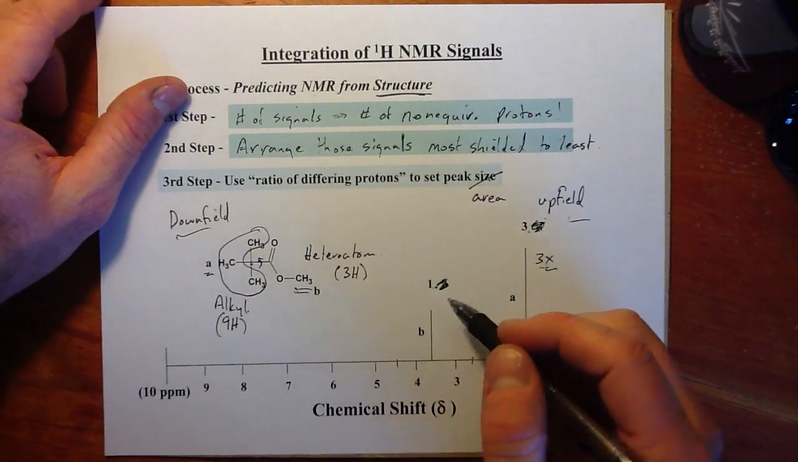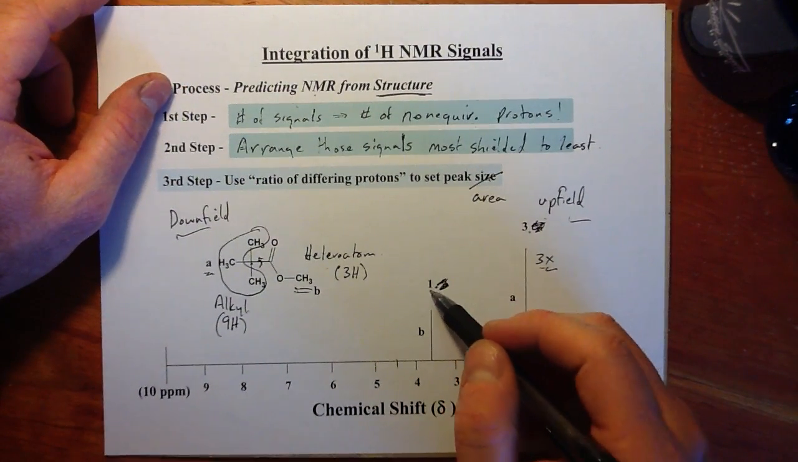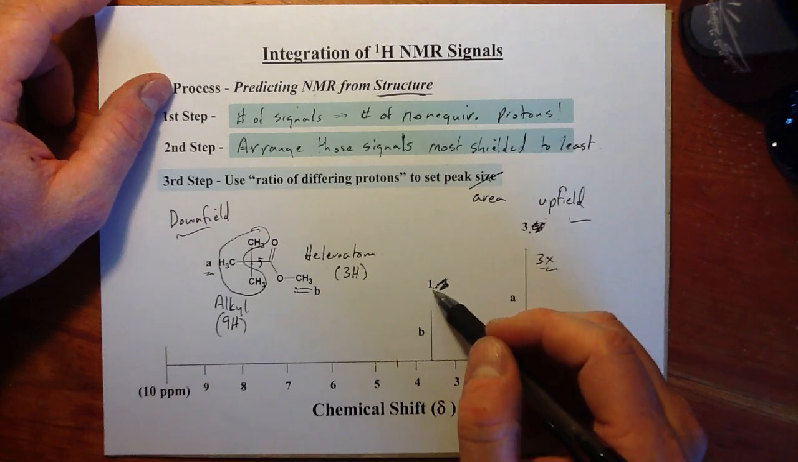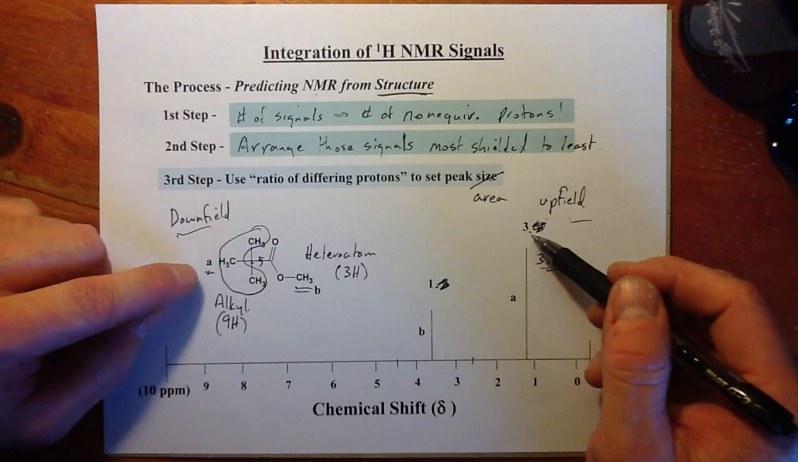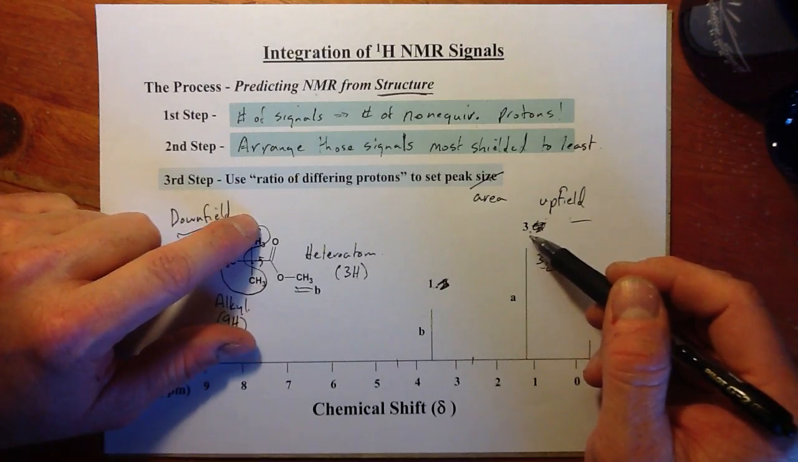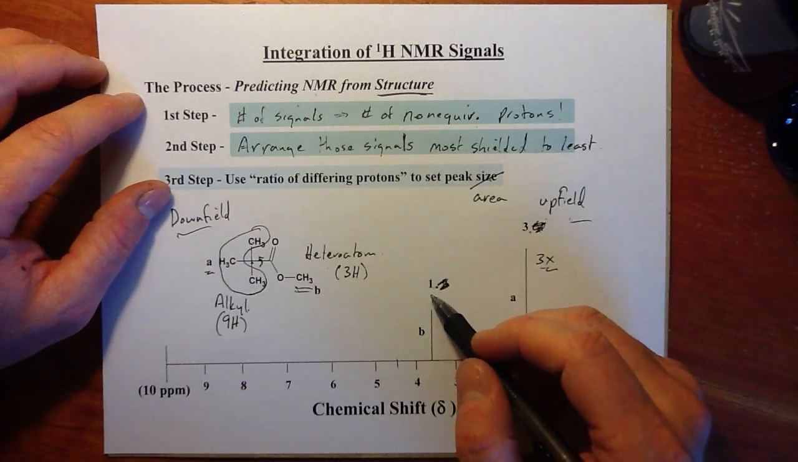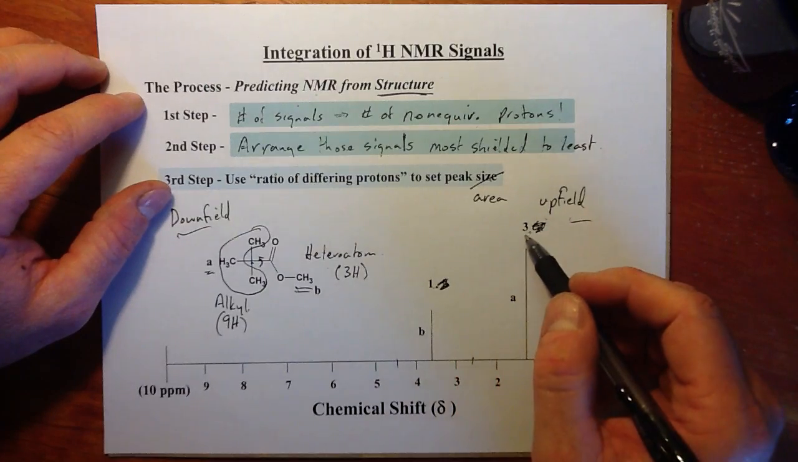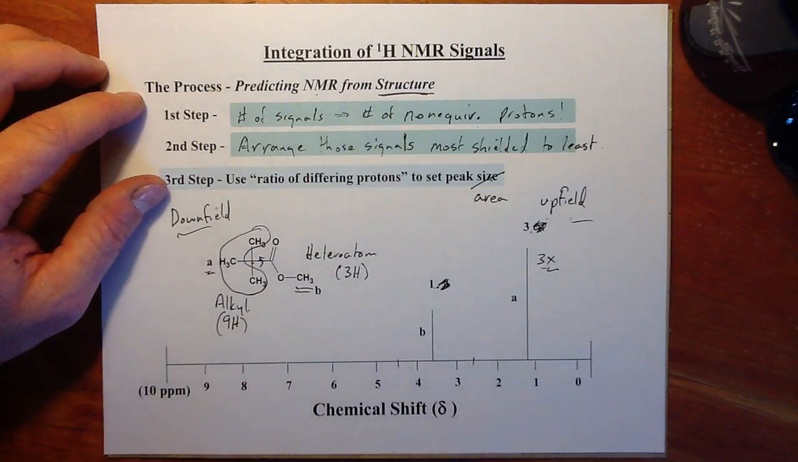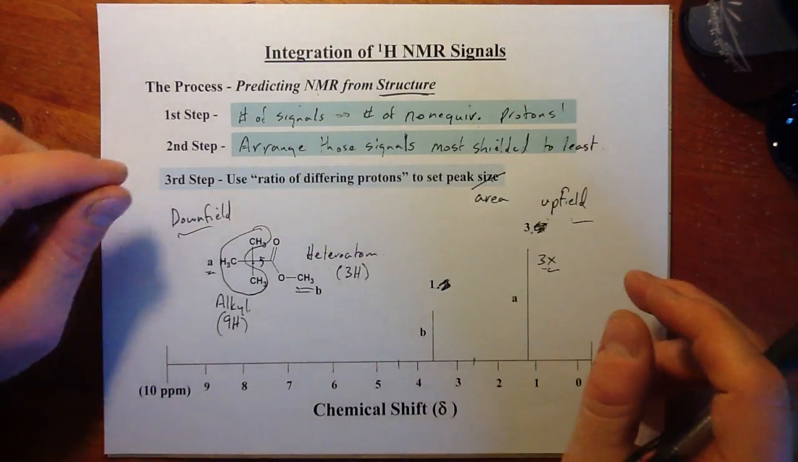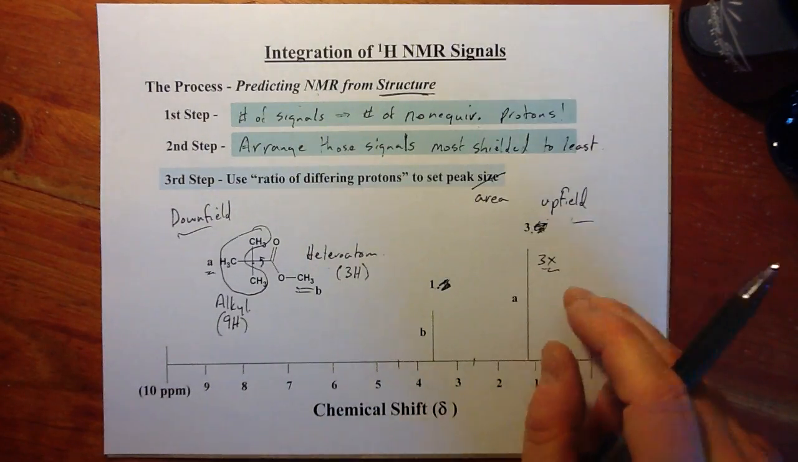Now, please note, I'm not saying that there's only 1 hydrogen for this signal at B, and only 3 hydrogens for this signal for type A protons. We know it's just a ratio. So it's actually 3-to-9 if we look at the structure. But we don't put 3-to-9. We put the ratio in the lowest factor, or lowest number.